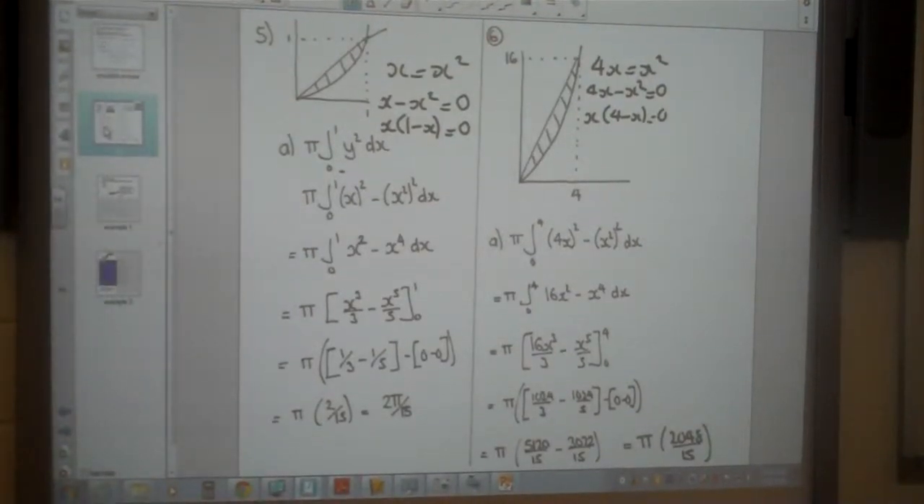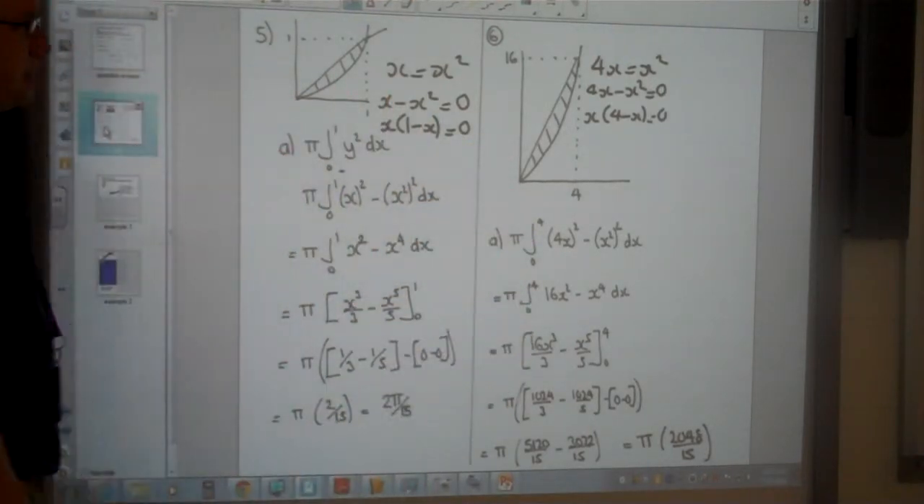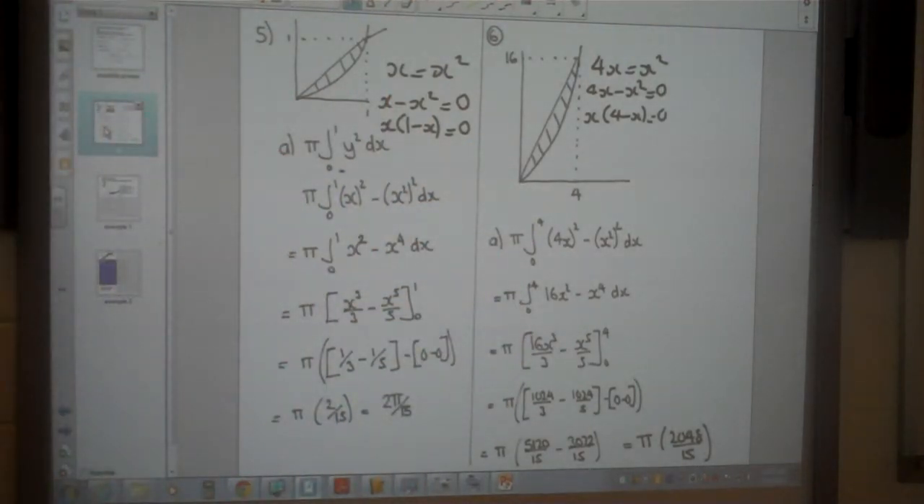This is going to be our final lesson on Chapter 17. Chapter 17, Lesson 3 on volumes of revolution. At the start of class we looked through the answers to 5a and 6a, so I put those there for you to check to see what mistakes you made, if any.